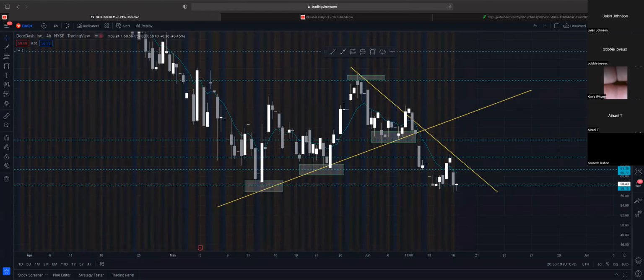So I just answered this question. Would you rather draw trend lines or patterns? I want both. There's not one that's better than the other. I like them when they're together. So if I see a trend line, I'm gonna draw it.